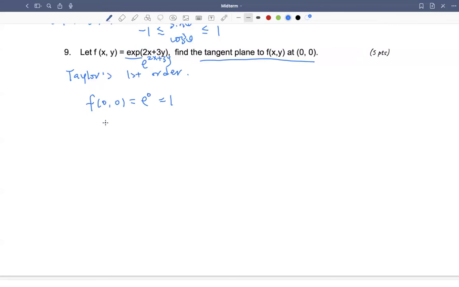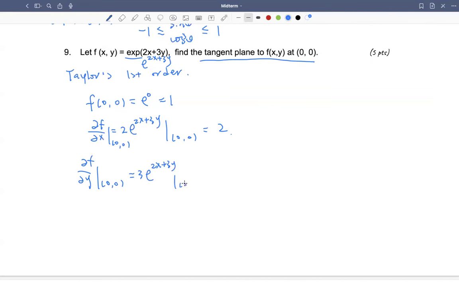Then we need to take partial derivatives. Partial f, partial x, which is in the x direction, we'll get 2 e to the power 2x plus 3y. Then we evaluate it at (0, 0), so we just get 2. Partial f, partial y in the y direction, we also evaluate at the origin. Here we'll get 3 e to the 2x plus 3y. Evaluated at (0, 0), we get 3.